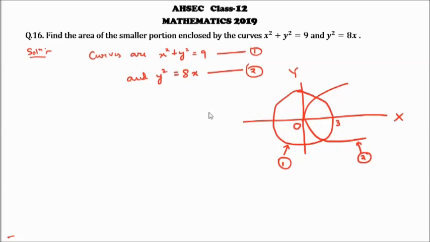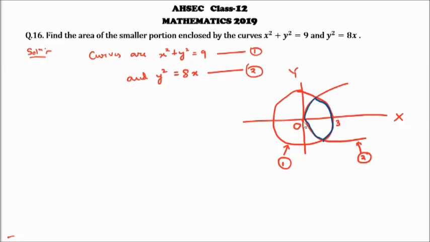Now if we look at this figure, we see that these curves intersect at this point and the area enclosed by these two curves is divided into two parts. This portion and another one is the remaining one. Here the question wants the smaller portion, that is, the question wants this region.